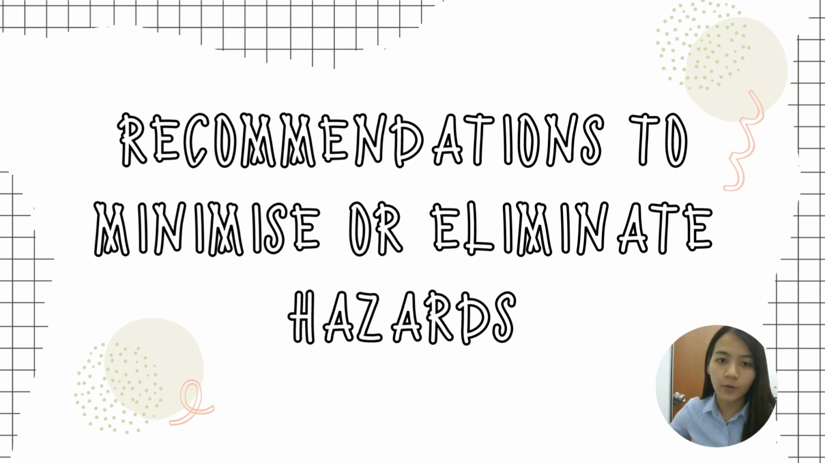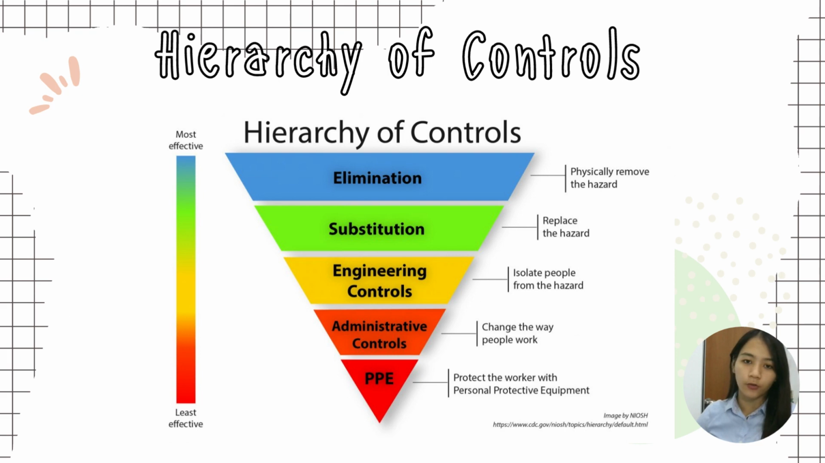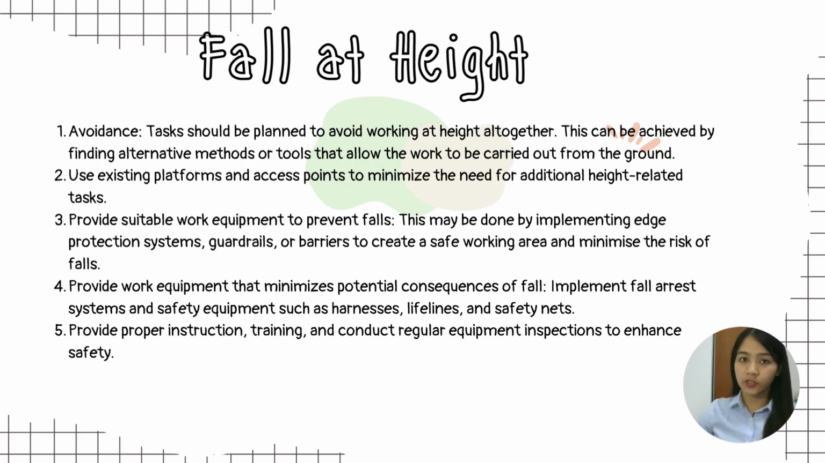My name is Angeline, and I will present the recommendations to minimize or eliminate the hazards. For eliminating the hazards, the hierarchy of control is used, which includes elimination, substitution, engineering control, administrative control, and PPE. For the first hazard, which is work at height, firstly, we should use avoidance, which is to avoid working at height altogether. Then use existing platforms and access points to minimize the need for additional height-related tasks. Thirdly, provide suitable work equipment to prevent falls. Then provide work equipment that minimizes the potential consequences of a fall. Lastly, provide proper instruction and training and conduct regular equipment inspections to enhance safety.